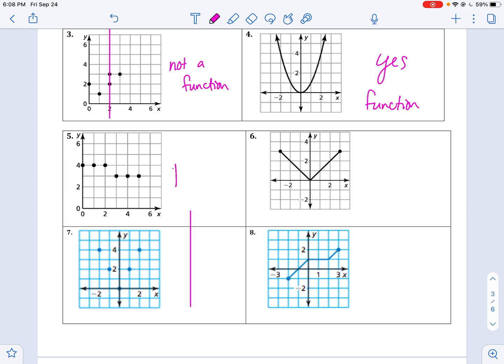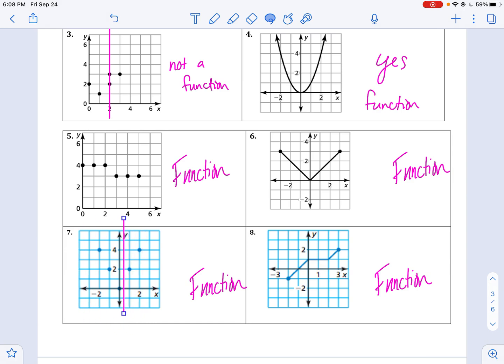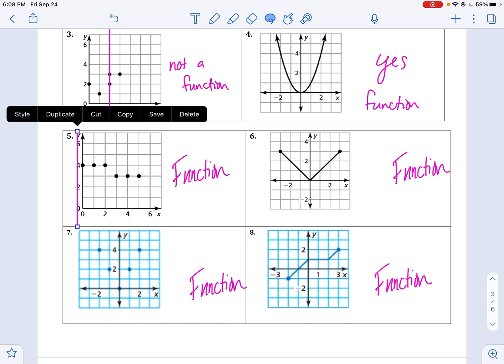All right, and as it turns out, every single one of these is a function. Let me just duplicate. Every last one of these is a function because the vertical line never touches 2 dots or 2 points on the graph at the same time.